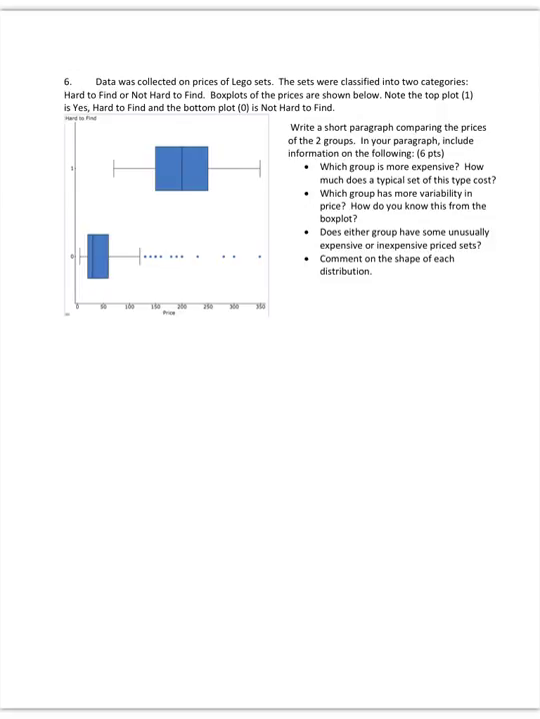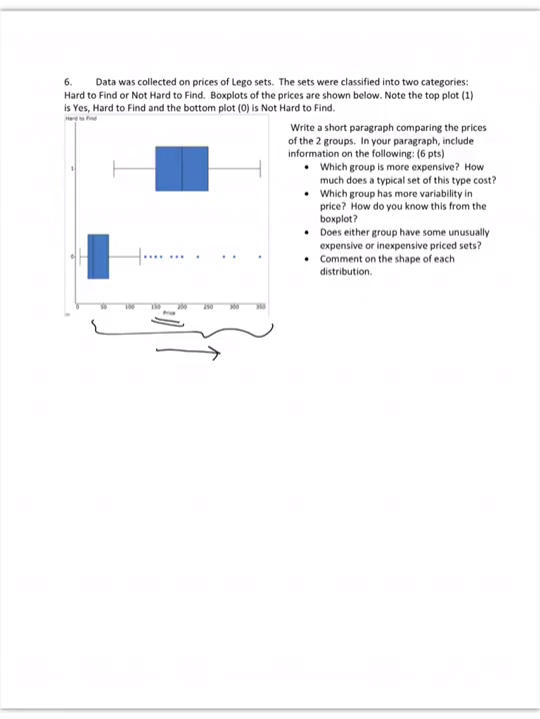This was a problem on how to read box plots, and so you were asked to write paragraphs including these 4 points. The first point was which group is more expensive. Now remember down here we have price. And so the farther to the right you are, the more expensive your products are.